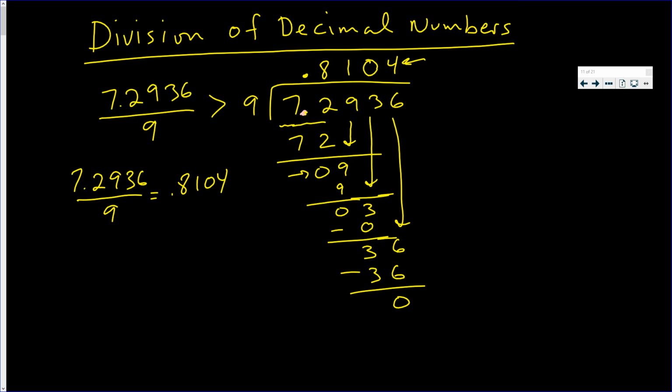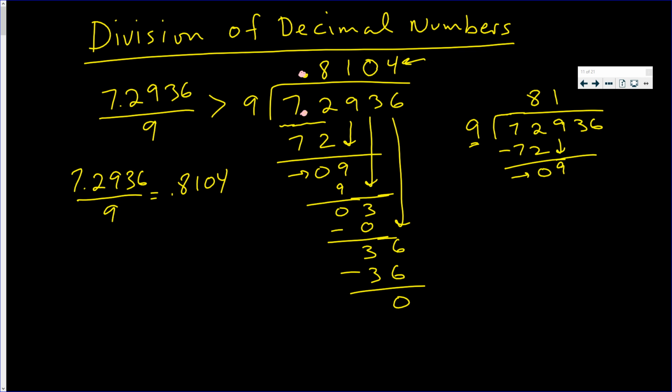I had the decimal, I put it right above, and then I ignored it. In other words, I did 9 into 72936. In fact, you can do it this way that I'm going to show you. Just ignore the decimal completely. 9 goes into 72 8 times. 9 times 8 is 72. Subtract, get 0. Bring down the 9. This number here is 9. 9 goes into 9 exactly one time.